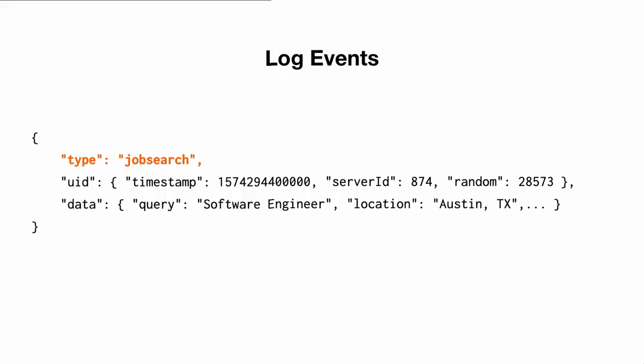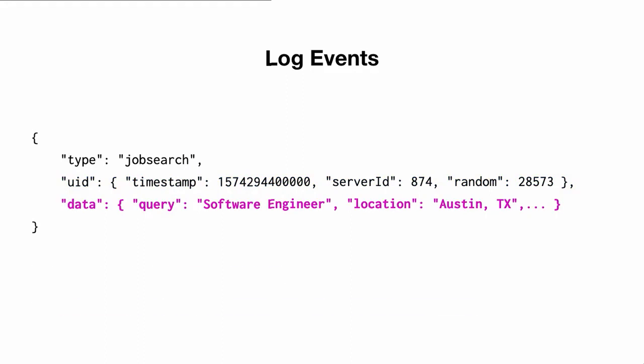This is roughly what that looks like in our log repository. Every log event in our repository has three things. One is a type, in this case job search, that identifies what kind of event this is. The other is a unique ID, or UID, which contains a bunch of uniquely identifying information like when the log happened, where it happened, and other things like that. And then obviously the data the team wants to use in their analysis. In the case of job search, this would be what that person queried, where they were, stuff like that.